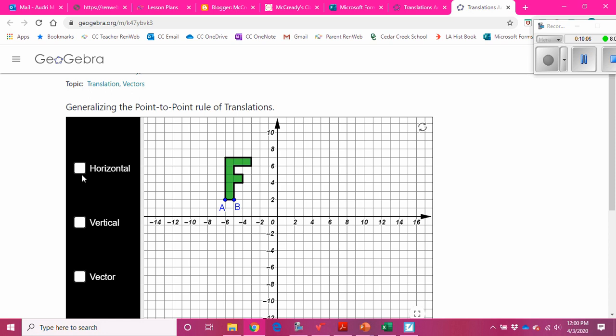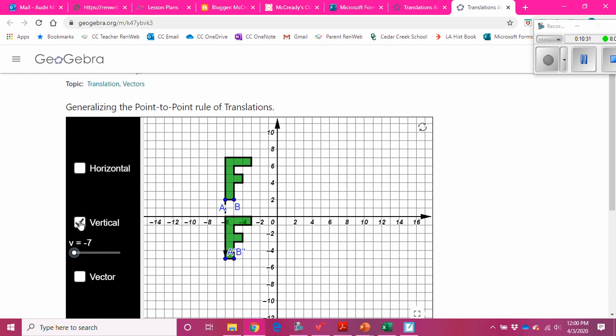We can also do vertical translations. So if we slide it at the original starting spot here, and we want to go up, our vertical shift is positive. Okay, let's go back to our starting point. But if we want to go down, our vertical shift is going to be negative. You can see that number right here.